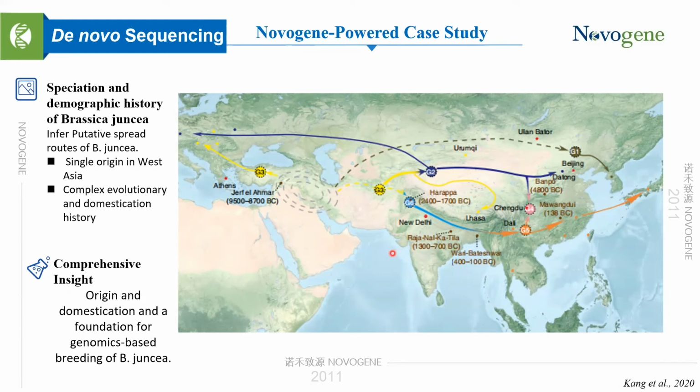And this paper provided a comprehensive insight into the origin and domestication and a foundation for the genomics-based breeding of Brassica rapa, and also paved the way for the future research and breeding of these morphologically diverse condiments, the oil seed, the leaf stem, and the root vegetable species.